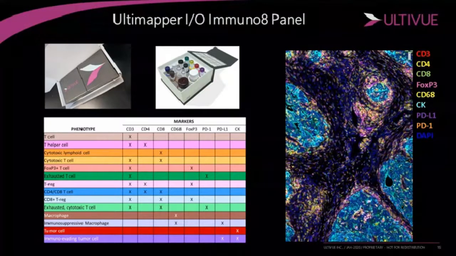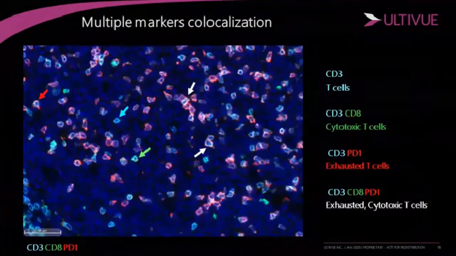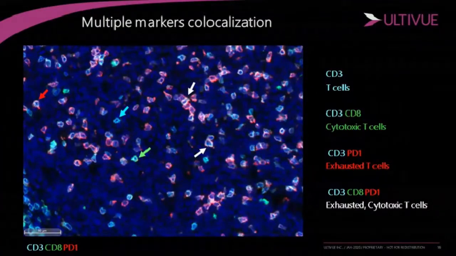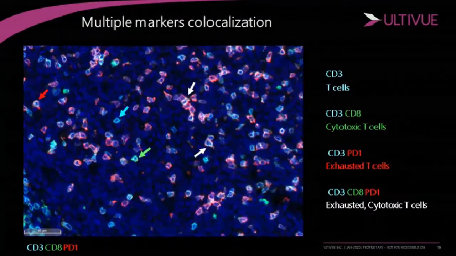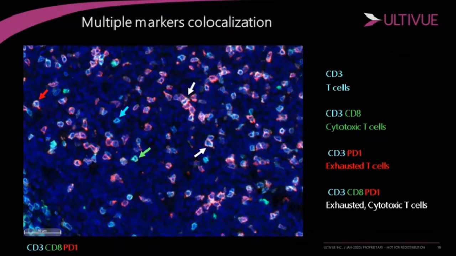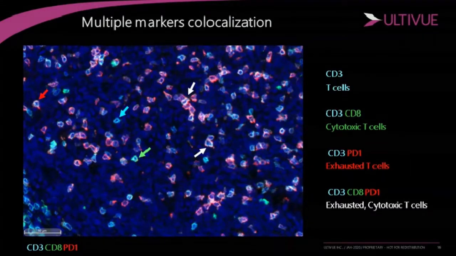So by looking at all those 8 markers, you see here a list of some of the meaningful phenotypes that you can identify and also quantify in a tissue sample. And with this, I would like to highlight also one advantage of using the multiplex technology, which is the capability of looking at co-localizing markers on the same cell compartment.